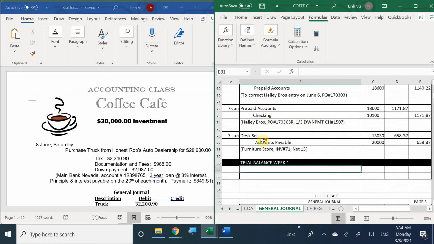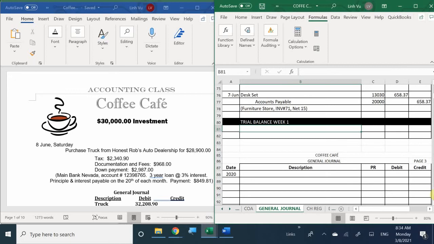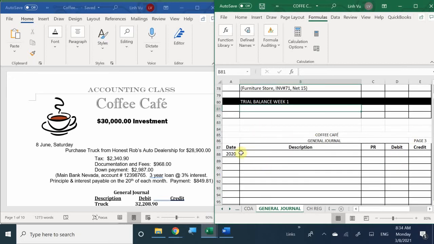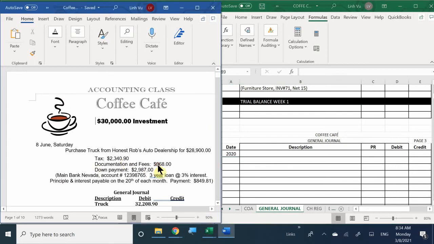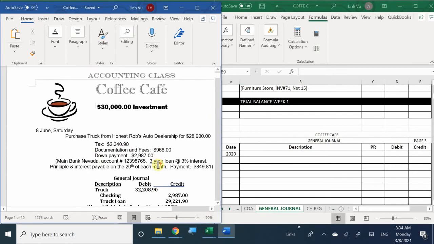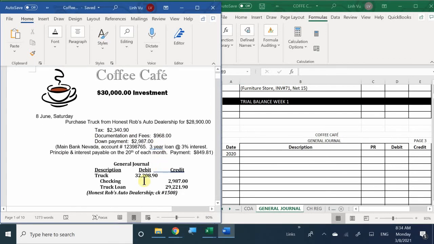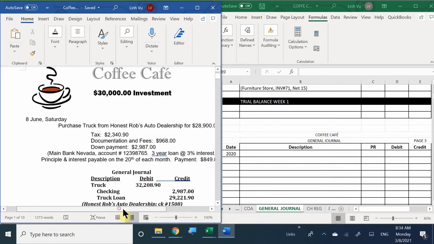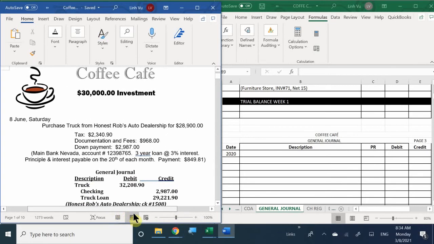So now that we completed that, I've already blocked off this portion here on page 2. That means we're going to start on page 3. Let's see what happened in the next scenario. So here we are on June 8th. Let me make this a little bigger. So what did we do on June 8th?